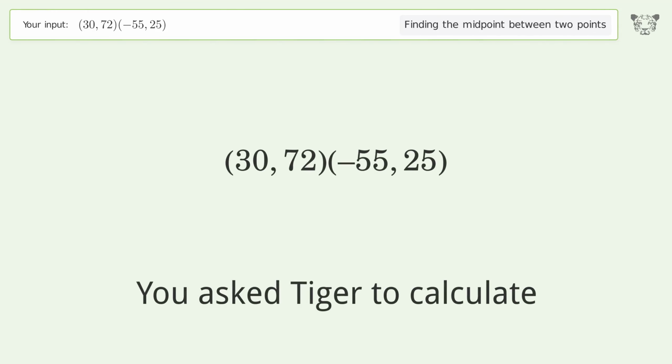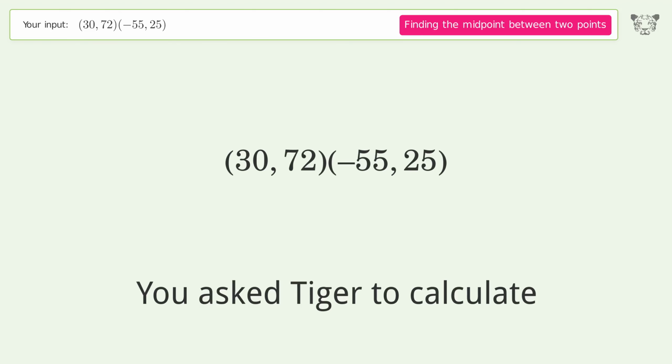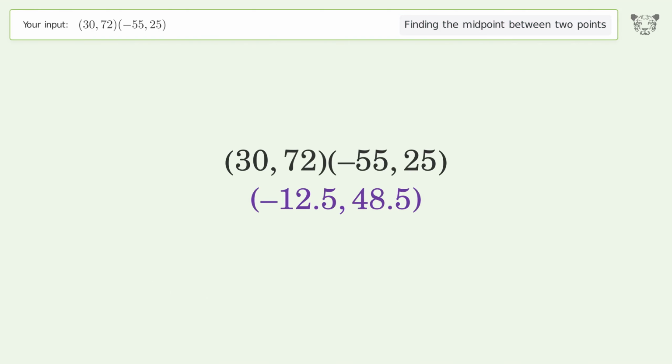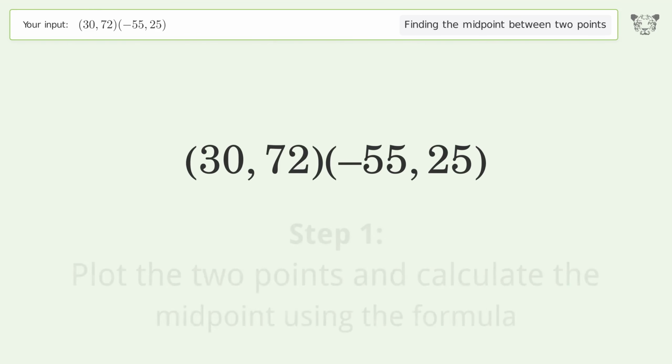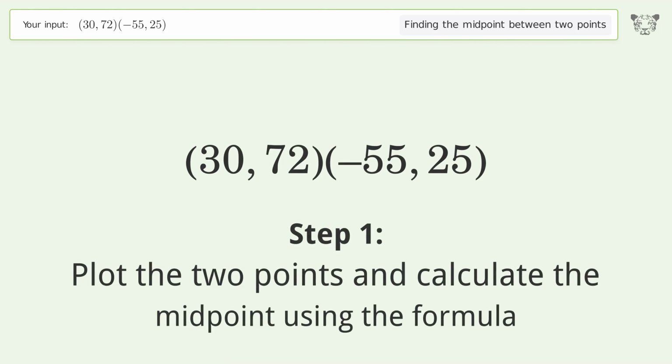You ask Tiger to calculate. This deals with finding the midpoint between 2 points. The midpoint between the 2 points is negative 12.5, 48.5. Let's solve it step by step. Plot the 2 points and calculate the midpoint using the formula.